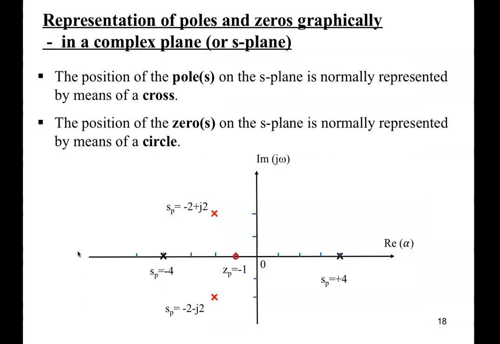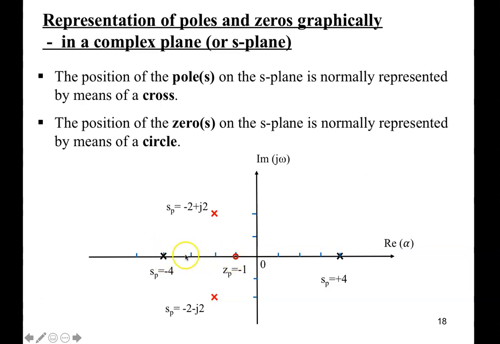Once we have the zeros and the poles, one useful way to utilize them is to put them in the S-plane. The S-plane is basically the same as your complex plane. So we have a real axis and an imaginary axis. If I have a zero at s equals minus 1, I'll put a little circle there to represent a zero of your system. If I have a pole at minus 4, I'll put a cross there.